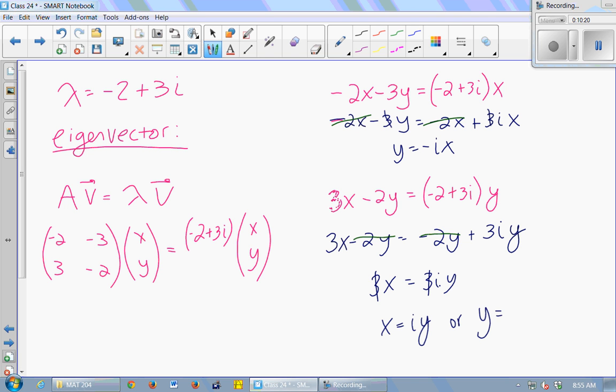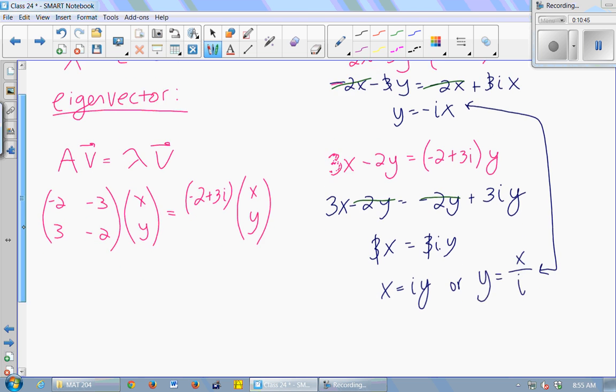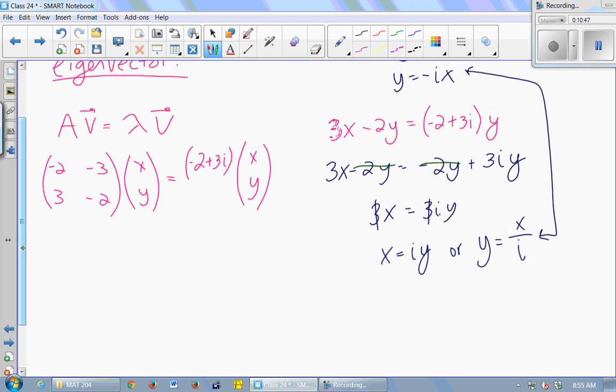So usually these two things come out to be equivalent, right? That's what's been happening. Either one of the equations tells you nothing, or both equations tell you the exact same thing. So it actually turns out that those two equations are equivalent. It's just a weird thing with imaginary numbers. So let me look. I've got y equals negative ix. I need to show that that's the same thing as y equals x over i.